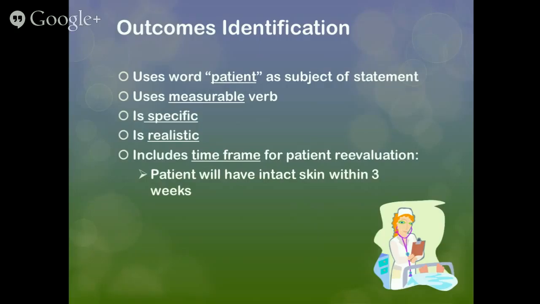So for impaired skin integrity, with the ulcer that we had, an outcome could be the patient will have intact skin within 3 weeks of intervention. So we have the patient, we have intact skin, and we have a time frame of 3 weeks, which is realistic. If you were putting goals into place to improve that 1 by 3 by 1 opening, 3 weeks could possibly fix that if you are doing all your interventions.